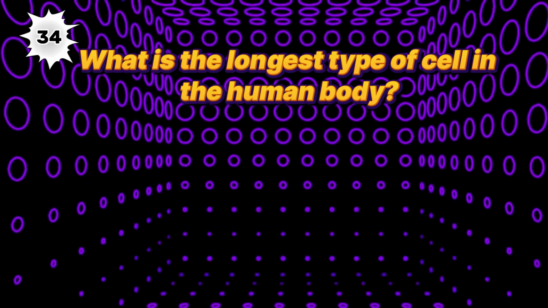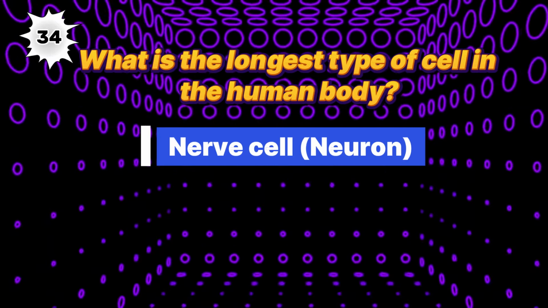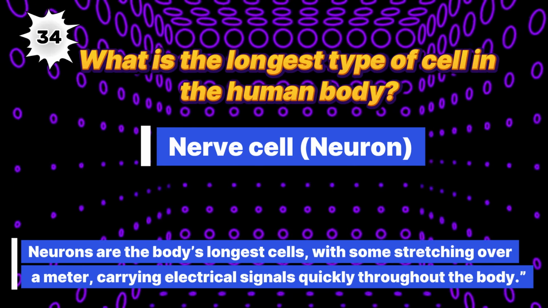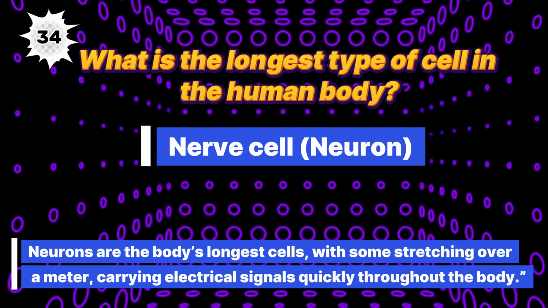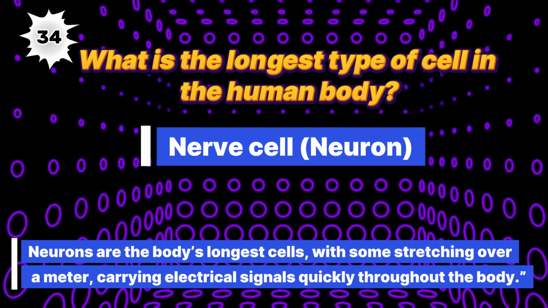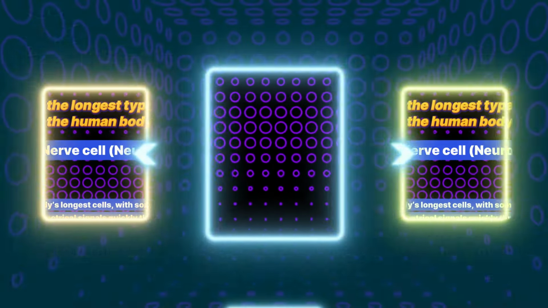The correct type of cell is nerve cell. Neurons are the body's longest cells, with some stretching over a meter, carrying electrical signals quickly throughout the body.